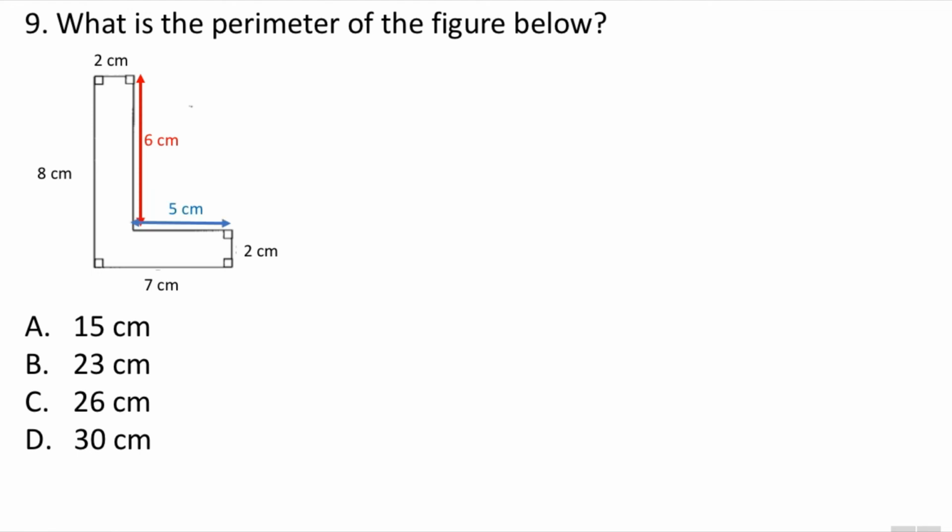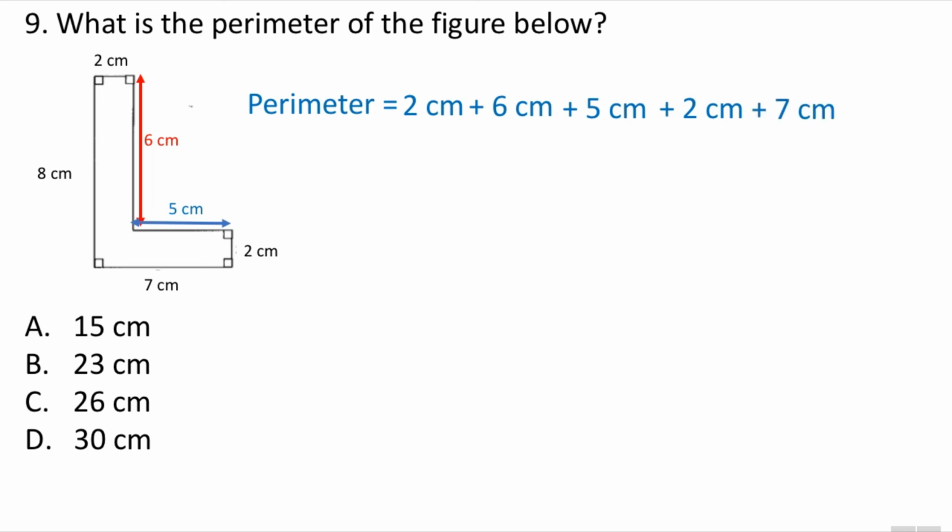Now I know all the lengths, so I can go ahead and add to work out my perimeter. So perimeter now would have been equal to 2 centimeters plus 6 centimeters plus 5 centimeters plus 2 centimeters plus 7 centimeters plus 8 centimeters. All I really need to do is just add everything, guys. And when I add everything, that's 30 centimeters, which therefore means my answer is D, guys. Lovely. I hope you got this one.